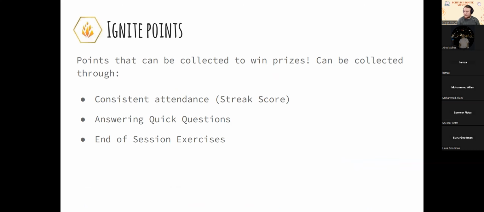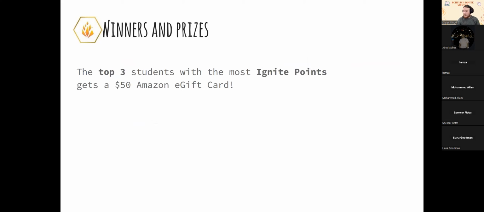So with that, talking about Ignite points, essentially they're a system that we have where you collect a bunch of points, and then at the end of the sessions, we'll have prizes for people who are in the top 3. There are tons of ways to earn them. The main one is going to be through attendance and through answering questions and exercises. If you continually attend, you get what's called a streak score, which I'll talk about in the next slide. But also make sure to answer your quick questions, and the end of session exercises will give you points as well. For the end of session exercises, you'll get more points for the higher level that you try to go to, so keep that in mind when you're looking at which one you want to do. The top 3 students will get a $50 Amazon gift card, so there's an incentive for you to actually try them.